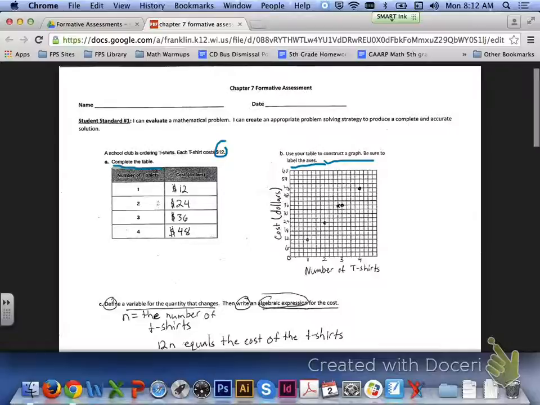Well, 12 multiplied by n, because it's $12 per t-shirt, would equal the cost of the t-shirts. If I put any of those numbers in for n, if there's one t-shirt, 12 multiplied by 1 would equal 12. If there's two t-shirts, I put 2 in for n, it would equal 24, and so on. So there's my expression. Remember, when you put a variable right next to a number, that means multiplication, and the number in front of the variable is the numerical coefficient. The numerical coefficient is what you multiply the variable by.